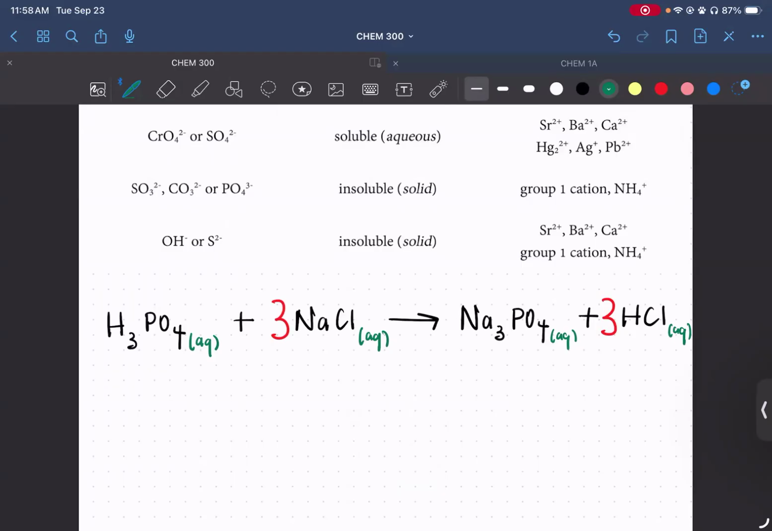So in this reaction, it just happens to be that all of them are aqueous. There's no significance behind it. There's no rationale. We just analyzed each one and deduced that they were all aqueous.